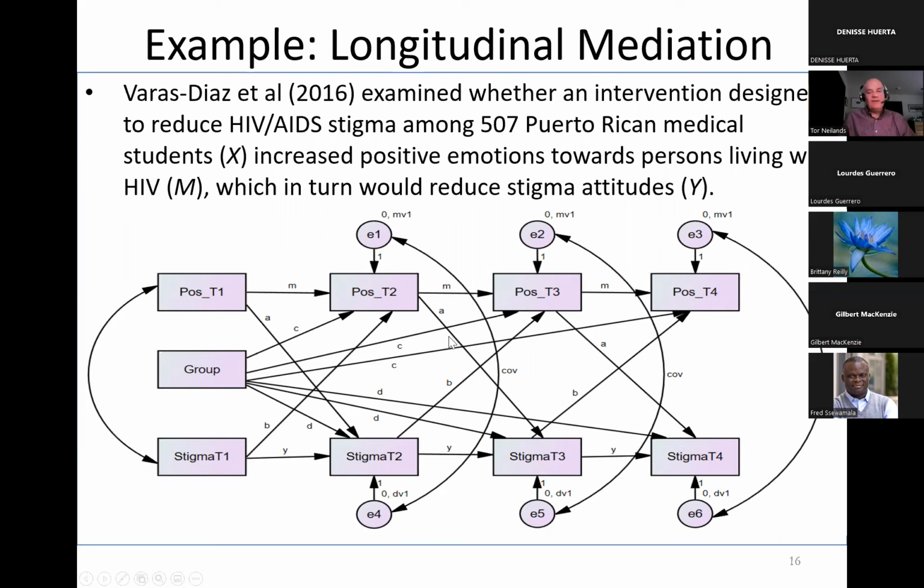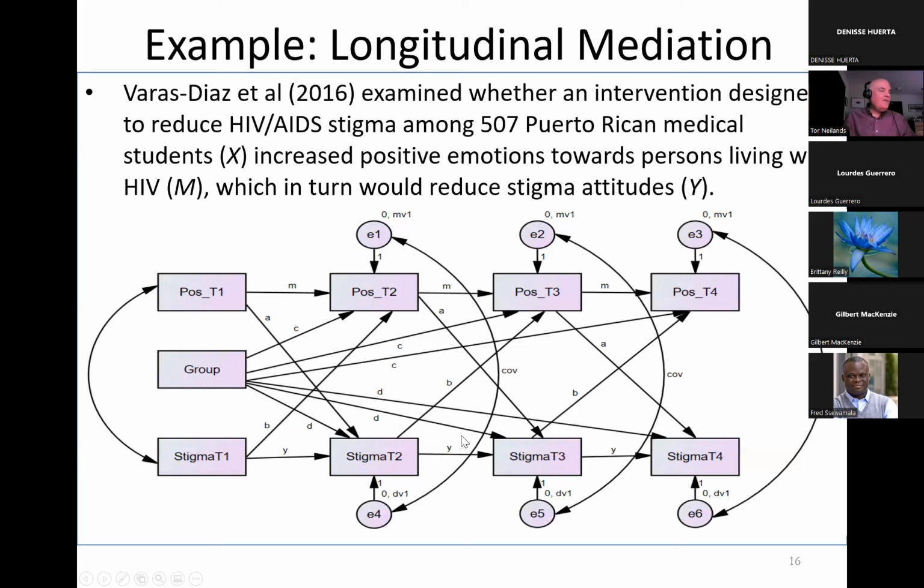And we've been able to impose some simplifying assumptions here. For instance, we're assuming that there's a stable effect of positive emotions at one time point on a subsequent time point, so those coefficients are set to be the same. Same down here for stigma: we were able to set the coefficients from earlier stigma to later stigma to be the same over time. And then some of these coefficients in the middle, we were also able to set to be the same.